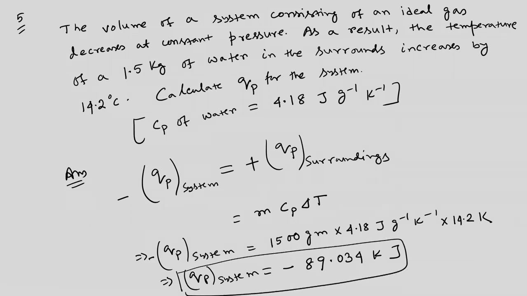Okay, so how to do it? So you have a system, okay, and it has ideal gas. So the volume of the system decreases, okay. And as a result, the temperature of water which is present in the surroundings increases, okay, by 14.2 degree Celsius. And what is the mass of water? Mass of water is 15.4. Okay. So, heat is getting transferred from the system to the water present at the surroundings. That is the main concept for this problem. Next, we consider another simple problem.